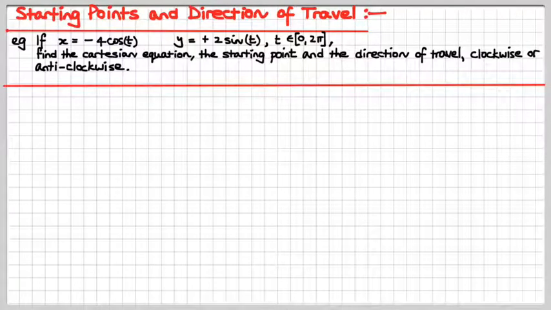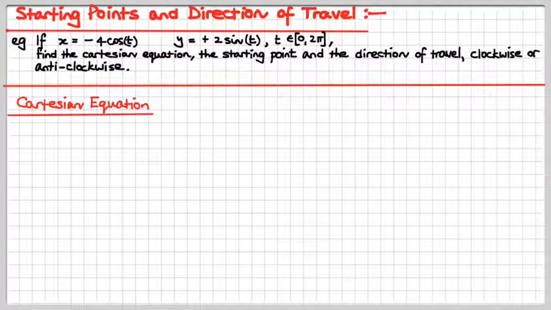We've got x is minus 4 cos t, y is plus 2 sine t, where t goes from 0 to 2 pi. And we've got to find the Cartesian equation, the starting point, and the direction of travel, clockwise or anti-clockwise, yeah? And it's very interesting too. We'll do the Cartesian equation first. That's nice and easy because we've just been doing that in the last few screens. So we'll go through the old routine again.